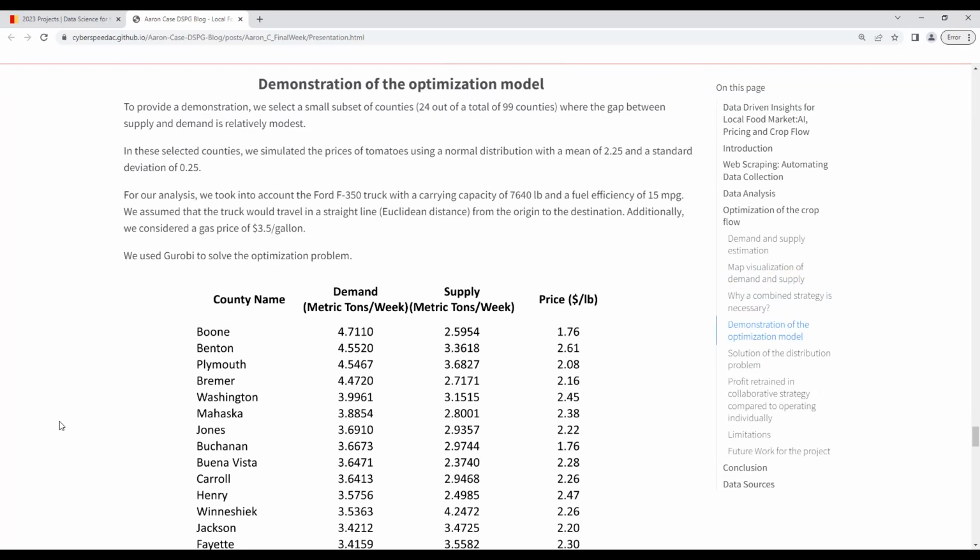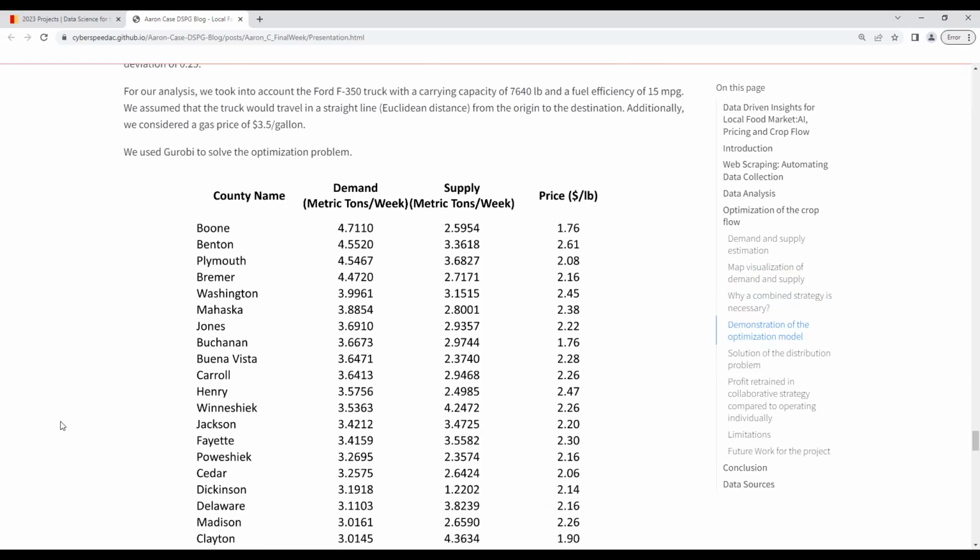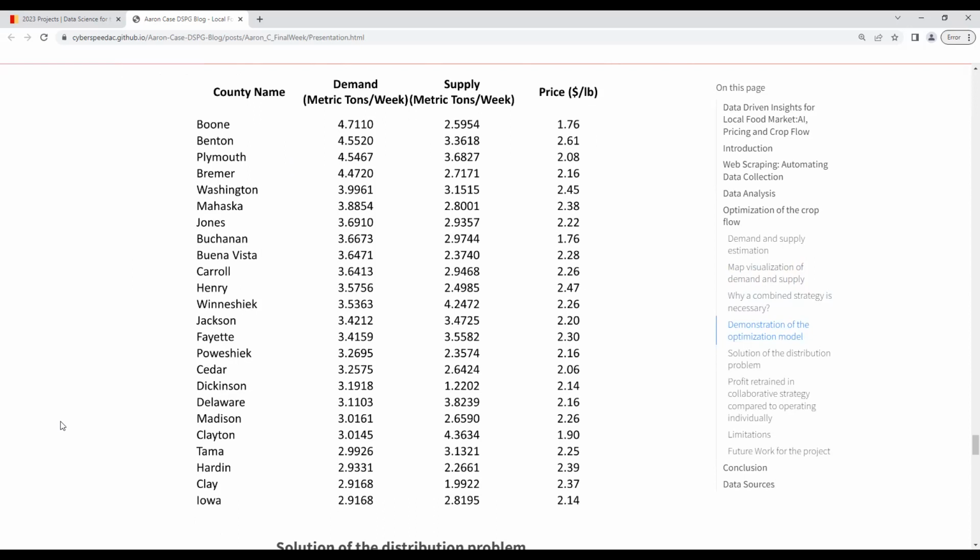Now I'm going to demonstrate the optimization model. To provide a demonstration, we have selected 24 counties out of 99 counties where the supply and demand gap is relatively modest. In these counties, we have simulated the price. We didn't have enough information about the tomatoes price for all of these counties, so we simulated the price using a normal distribution. For our analysis, we have used a Ford F-350 truck with its carrying capacity and mileage, and we have used the Gurobi optimization solver to solve it. And this is the data set that has been used in the optimization model.